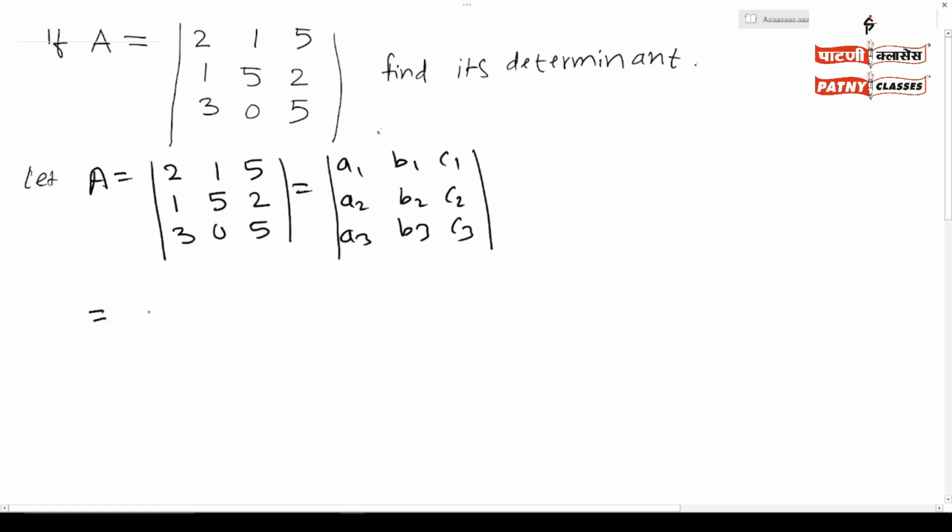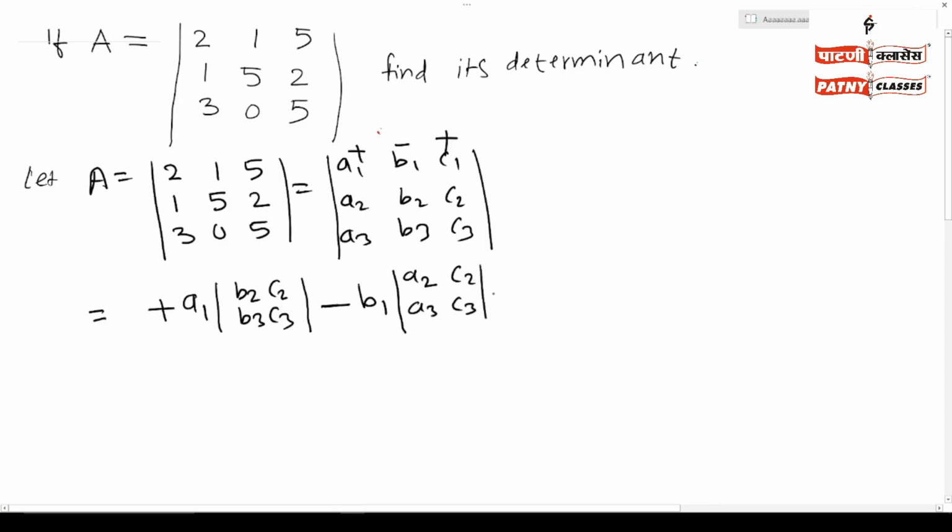Now let's see here, plus A1 and its minor, that is B2, C2, B3, C3. Then here is a plus, here is a minus, here is a plus. So minus will come here into B1 and its minor. The minor of B1 is A2 and C2, A3 and C3, and after that plus C1 and its minor, that is A2, B2, A3 and B3.